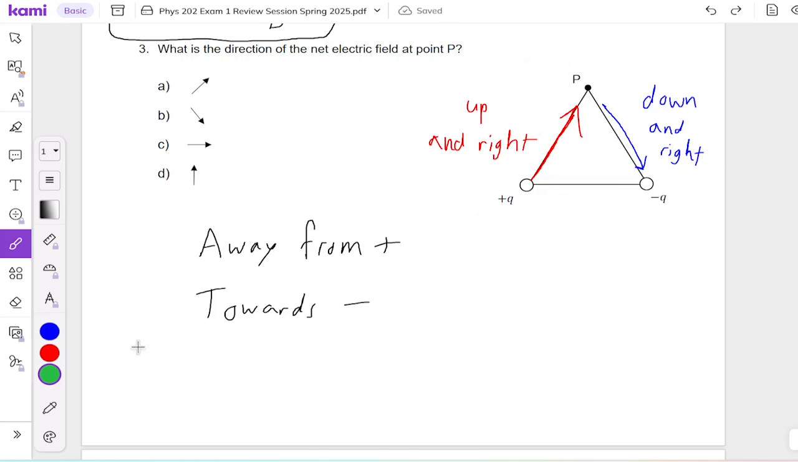And so the final answer is some vector addition, which means we're going to add them tip to tail like this, like we did in Physics 1. And the resultant vector is going to be just straight to the right like that. Meaning answer choice C is correct, straight to the right. Does that make sense, or did I lose you at any point in that explanation?